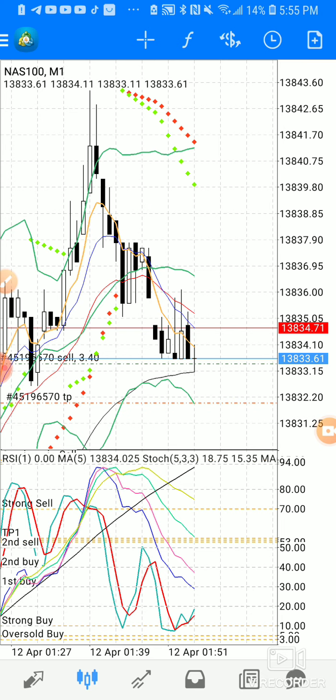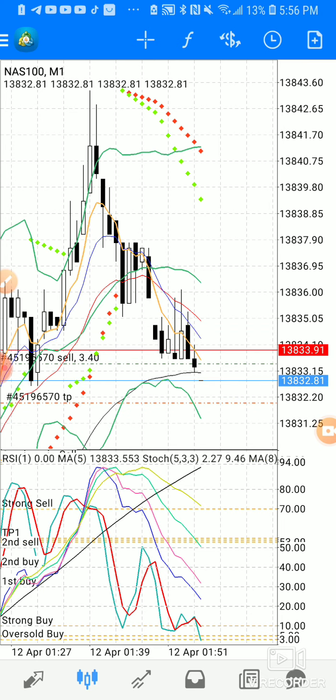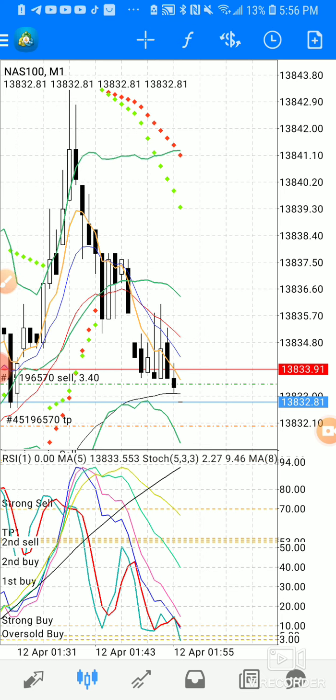Like I said, don't be concerned about the stochastic at the bottom. It's down there, and if it stays down there in that area, this is what I'm talking about.